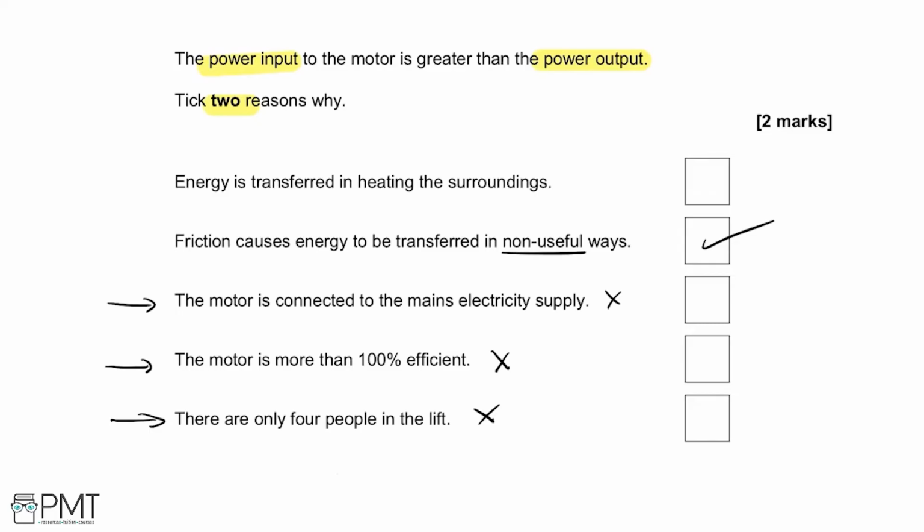And energy is transferred in heating the surroundings. Well, this is one of the things that the friction does. It heats the surroundings up, and that is a non-useful way that the power input is being used. And so that's also true, because the power output is the power being used for what we actually want it to be used for, or the energy that's actually lifting the lift up.